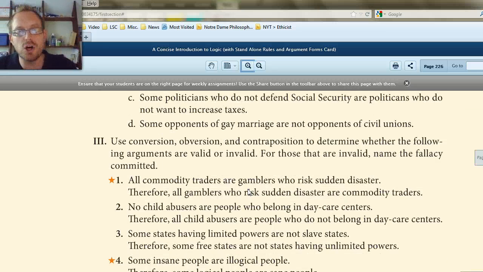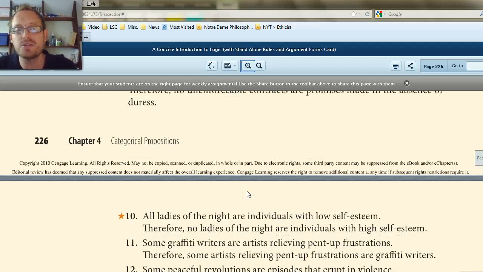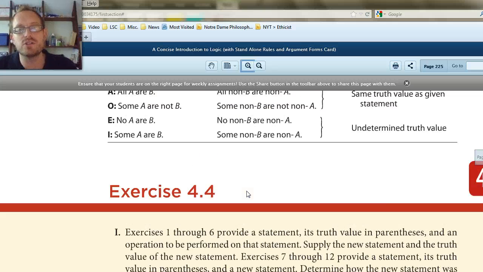Okay, so that's what the homework is, and that's essentially how you do the logical operations of conversion, aversion, and contraposition.